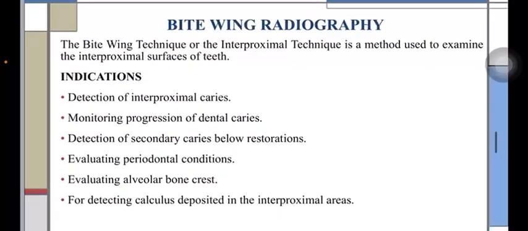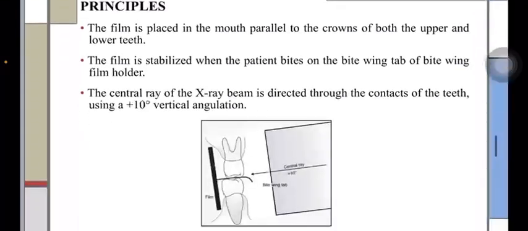Then there comes bite wing radiography. The bite wing technique, or the interproximal technique, is used mainly to examine the interproximal surfaces of the teeth. Indications are detection of interproximal caries, progression of dental caries, detection of secondary caries below restoration, evaluation of periodontal conditions, evaluating the alveolar bone crest, and detection of calculus deposited in the interproximal areas.